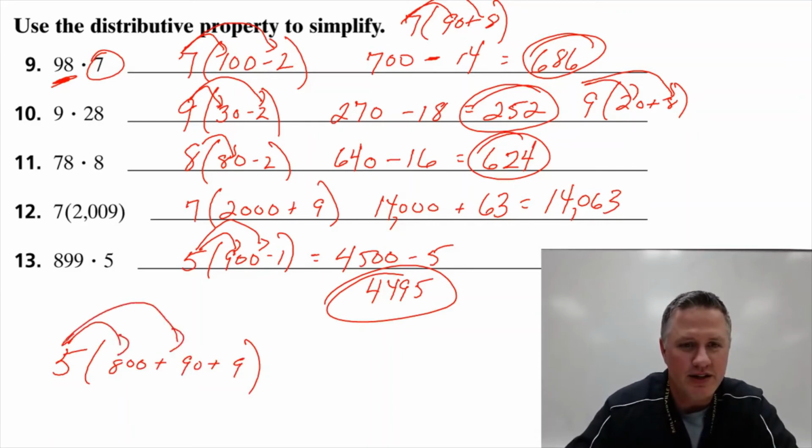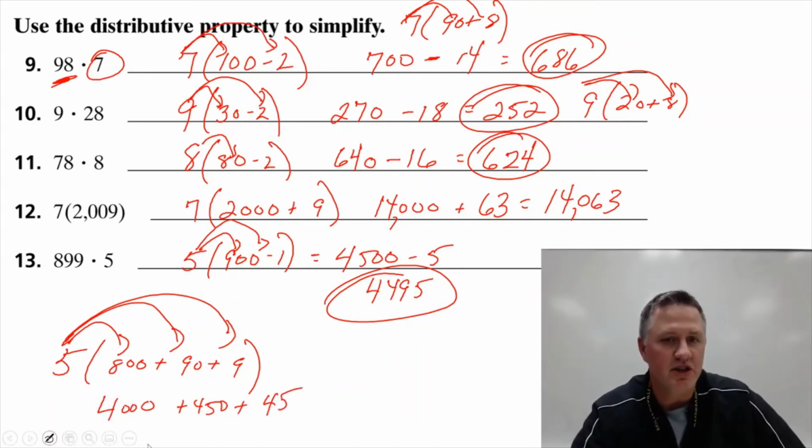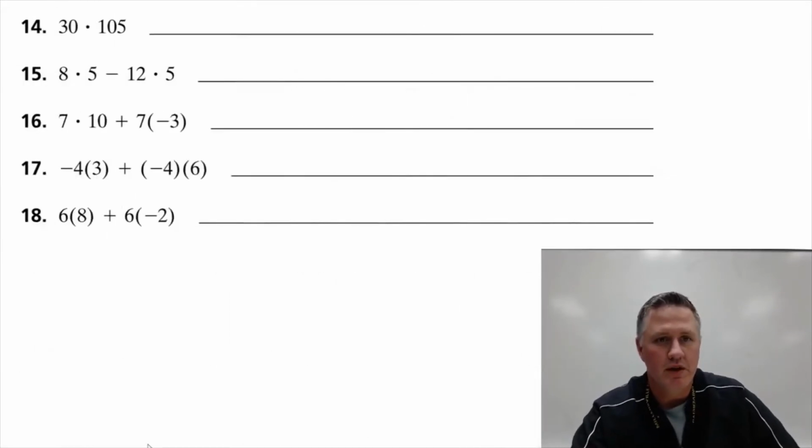You could distribute 3 times. That would be 4,000 plus 450 plus 45. That gets a little confusing, but just to let you know, you could break it apart as many ways as you want to. Okay?